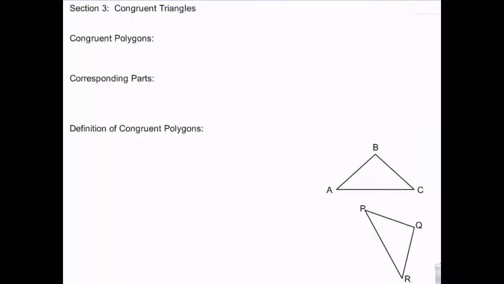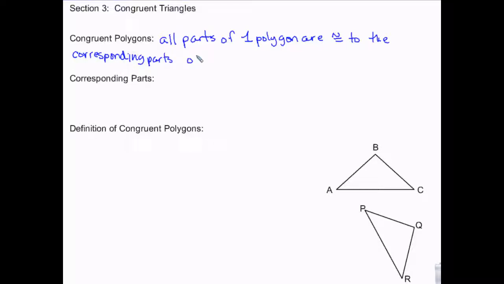So, congruent triangles. Okay, congruent polygons occur when all parts of one polygon are congruent to the corresponding parts of another polygon. Okay, and the parts are the sides and the angles.